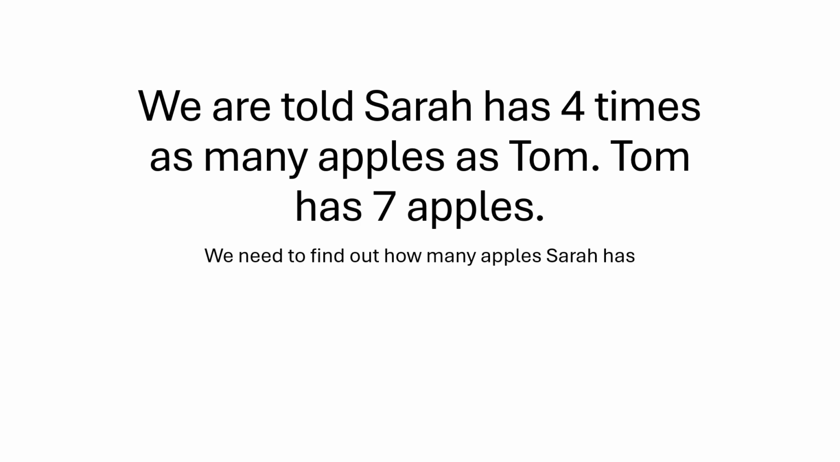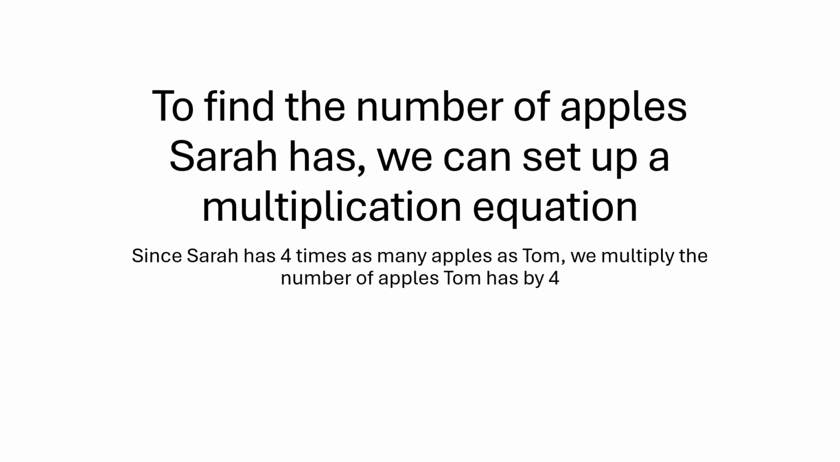As you can see right here, we're told that Sarah has 4 times as many apples as Tom does. So we already know that Tom has 7 apples. So that number is already for sure there. Tom has 7, okay? But we need to find out how many apples Sarah has. To find the number of apples Sarah has, we need to set up a multiplication equation. Since Sarah has 4 times as many apples as Tom, we need to multiply whatever number we have for Tom by 4, and that will equal our sum.